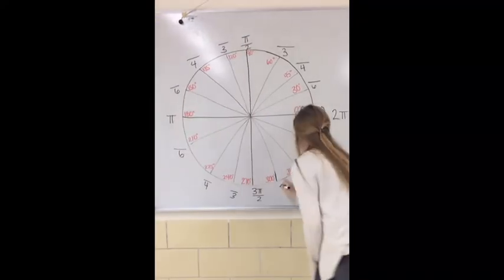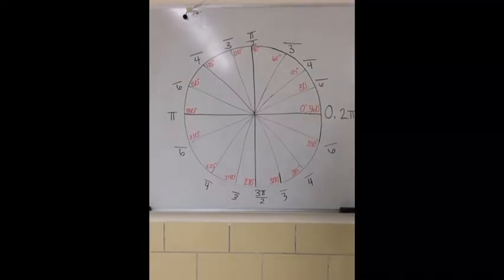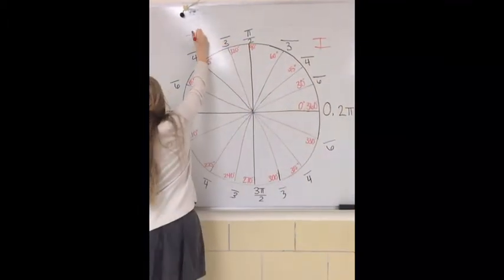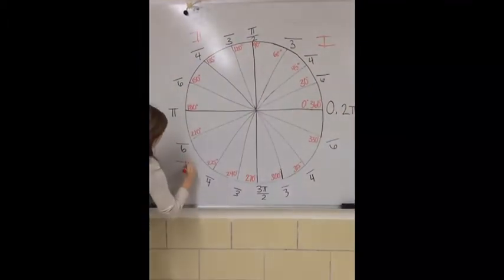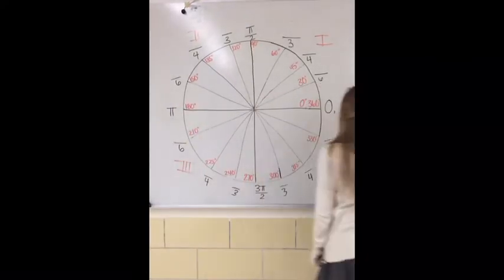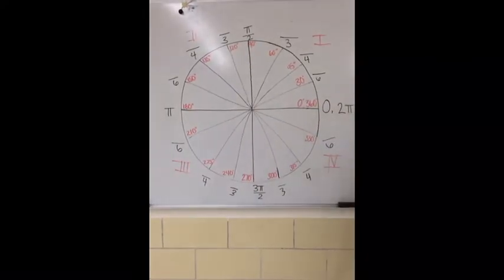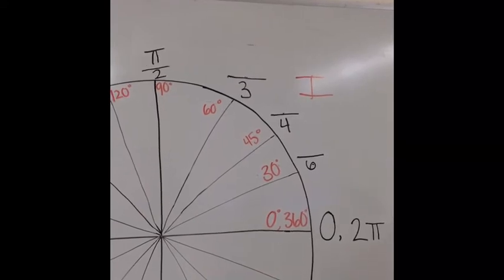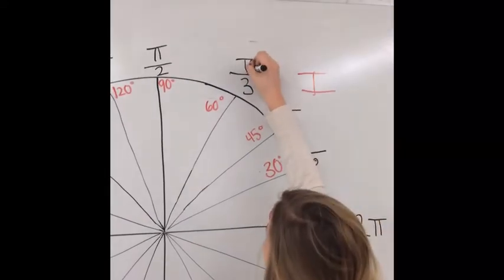In both quadrants. The unit circle is broken into 4 quadrants. Quadrants 1, 2, 3, and 4. This comes in handy next. First is quadrant 1. Remember, you just put pi as the numerator in each one of these.